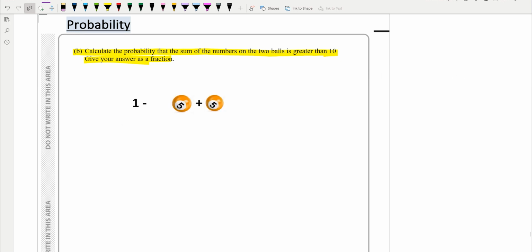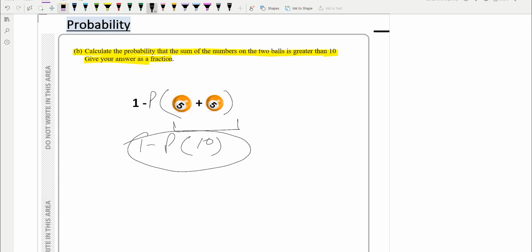Okay, so we will take the complement. So 1 minus the probability of getting 5 plus 5. 5 plus 5 is 10, so we will be taking the probability of getting 10 and we will take the complement. Complement means we will take 1 minus the probability of getting 10. This is how we can reach the answer easily for this one.